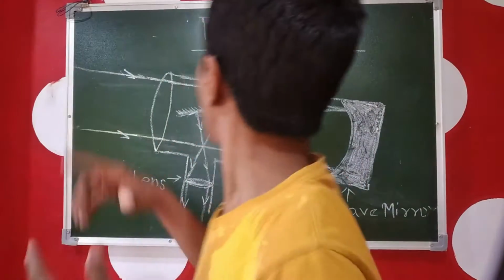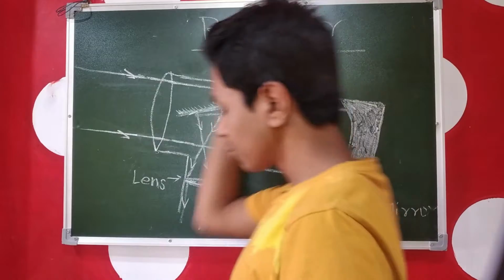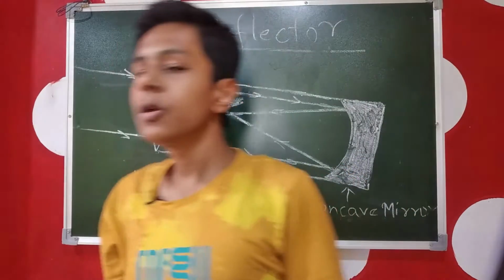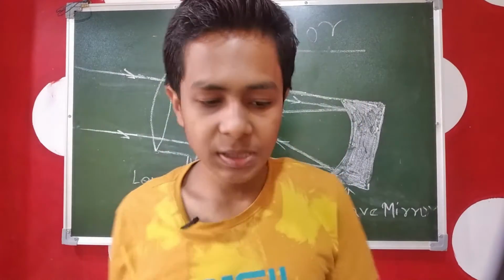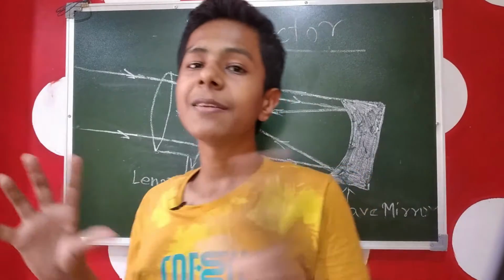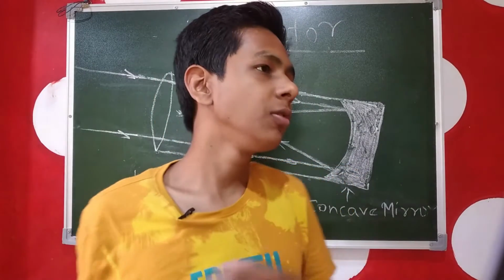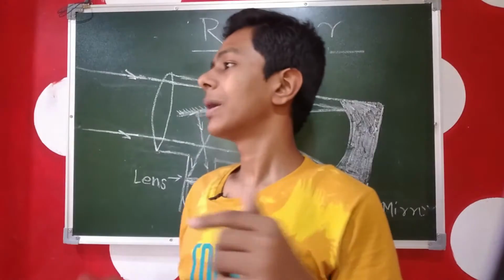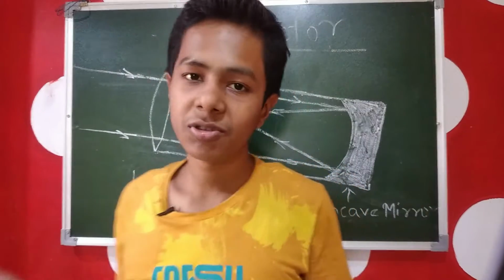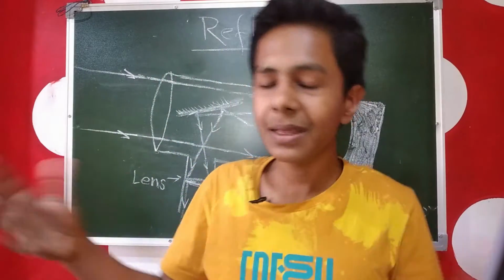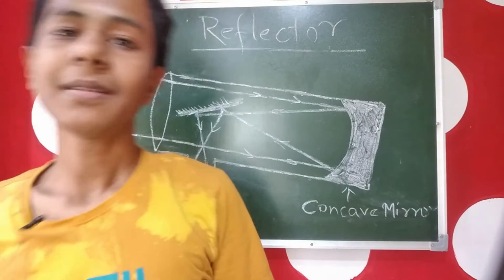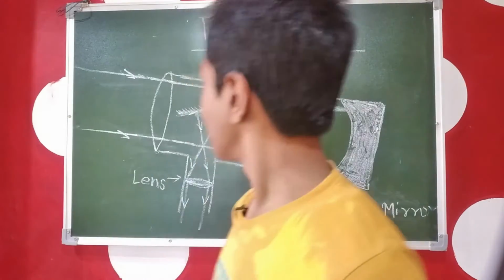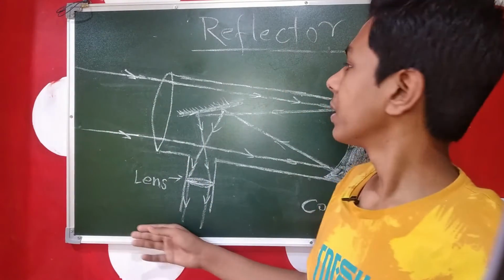So we are back here with the reflector telescope diagram. First of all, let me explain what a reflector telescope is. A reflector telescope is a telescope which operates by reflection of light. As you all know, light reflects when it hits a hard surface like a mirror or anything. So that's how a reflector telescope works. So let us understand the diagram first. This is how it works.